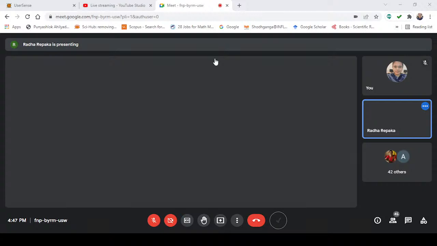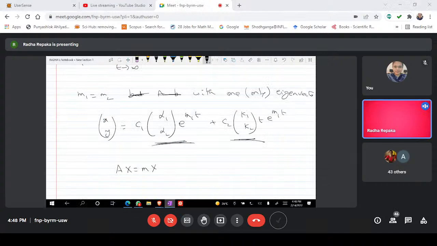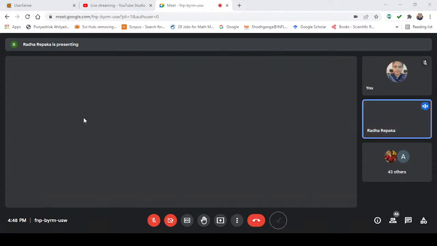So what is the generalized eigenvector? A into x is equal to m into x, x is the eigenvector, right? A minus m into I, y is equal to x. Here you can see that it is a singular matrix. So this y is known as the generalized eigenvector. Once we know the generalized eigenvector, we can write the solution in this form, which are both linearly independent.